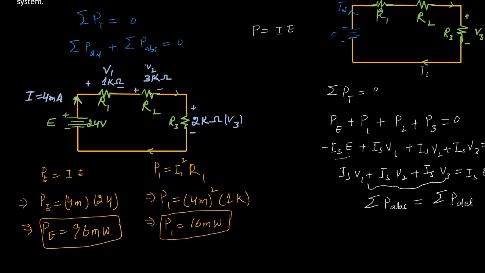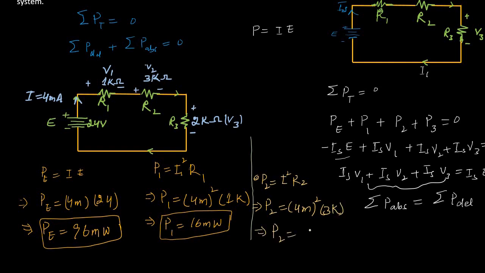Now the power absorbed by this second component is, let's say, P2, and P2 is equal to I square into R2. So the power absorbed by this second component is, the current in this case is 4 milliampere whole square into the resistance value of this second component, which is 3 kilo ohms. So the resulting power absorbed by this second component is 48 milliwatt.